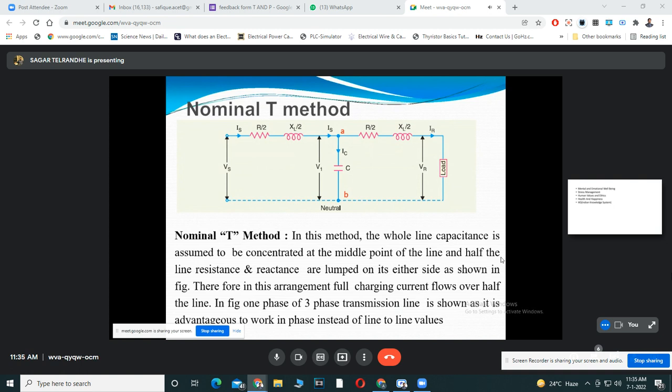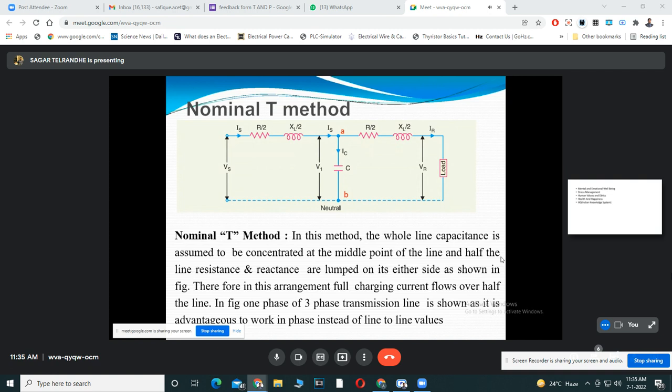In this method, the whole line capacitance is assumed to be concentrated at the middle point of the line, and half the line resistance and reactance are lumped on either side as shown in the figure. Therefore, in this arrangement, full charging current flows over half the line. In the figure, one phase of the three-phase transmission line is shown, as it is advantageous to work in phase values instead of line-to-line values. Then we will convert these into the three-phase values just by multiplying by 3.